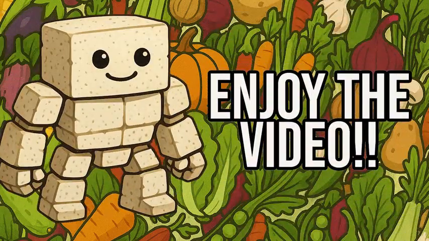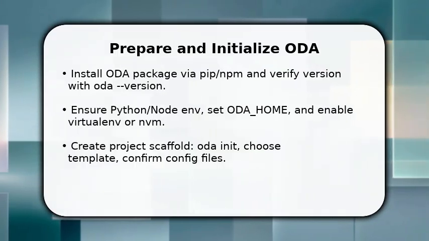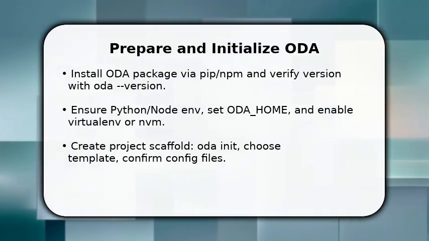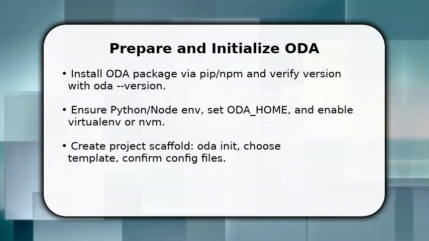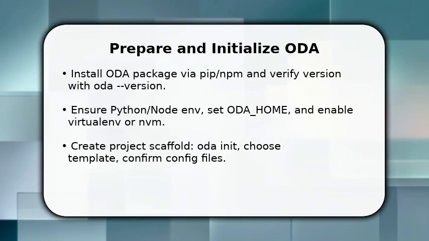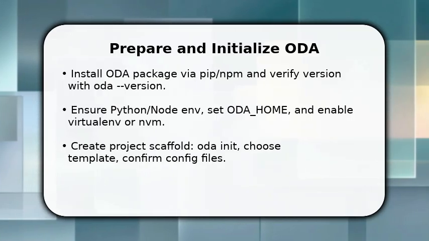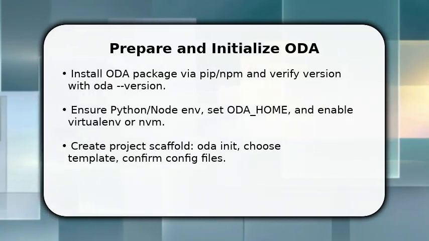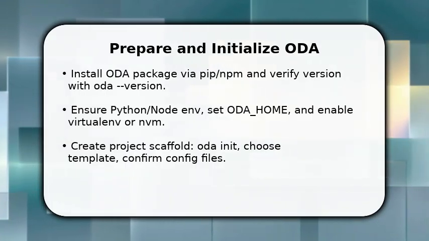Please enjoy the video. You start by setting project context and installing the ODA Classes package, making sure the runtime matches the library. Once installed, initialize a new project scaffold with Oda init and pick the template that matches your application pattern. This seeds key config files. Make sure to set ODA home and activate virtualenv or NVM so dependencies isolate.